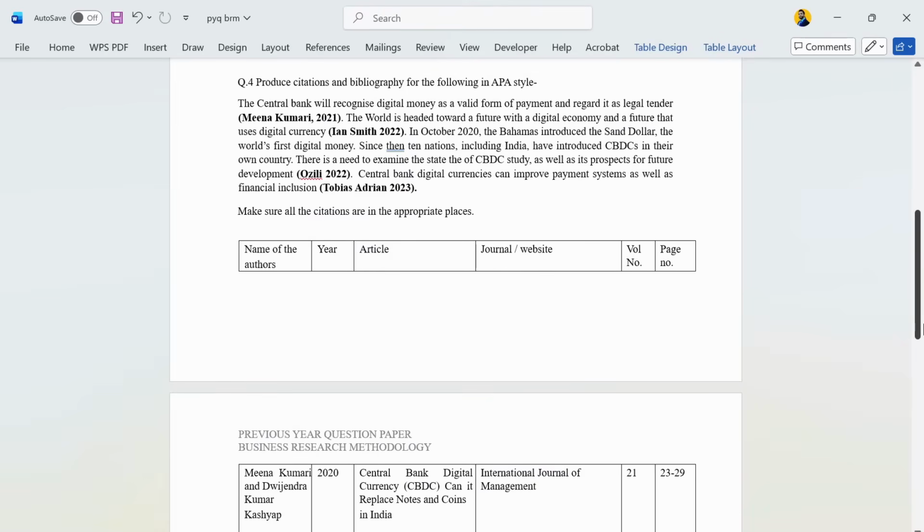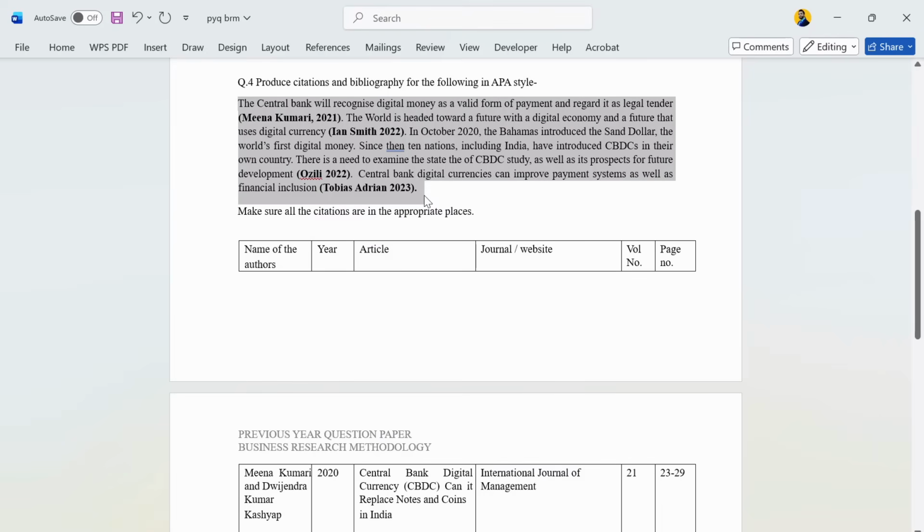As you can see, question number 4 is basically asking about the citation and bibliography concept following the APA style. As we know, in citation and bibliography, we have Chicago, APA, MLA, and many more styles. But it is asking from the APA style point of view. So first, you have this particular paragraph. You just have to copy and paste that paragraph from your question paper. I'm just doing copy paste to make things clear.